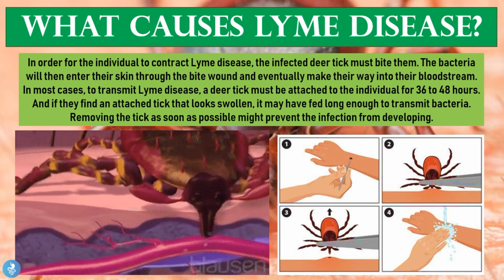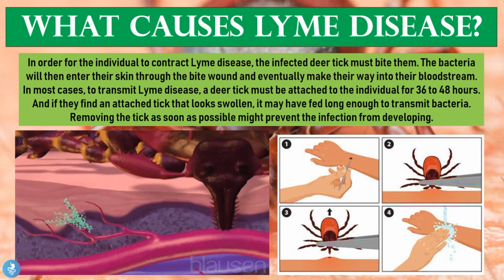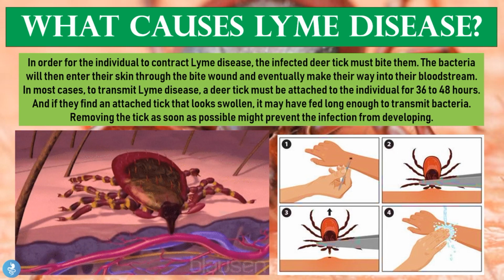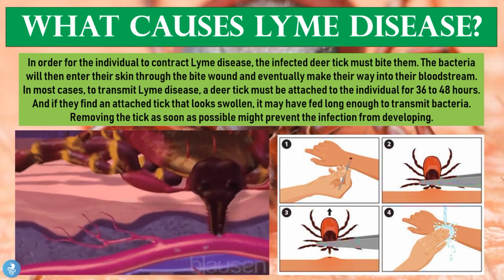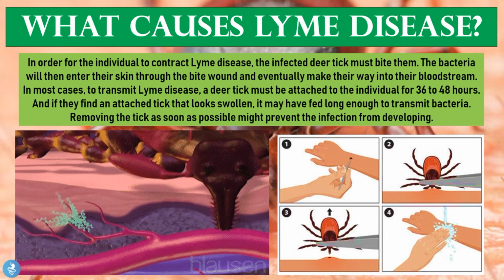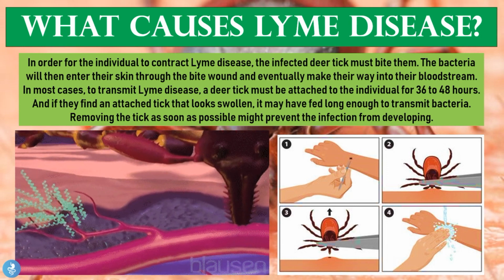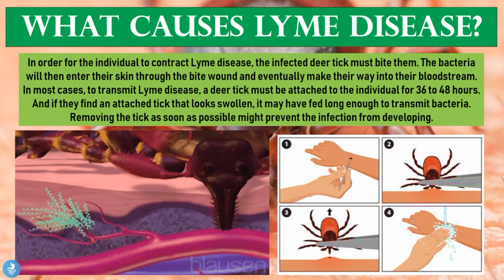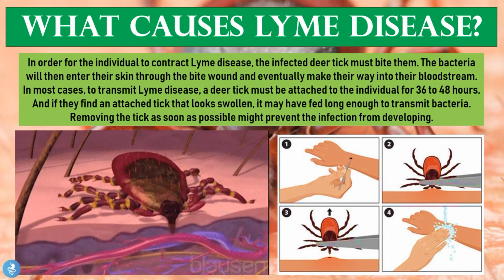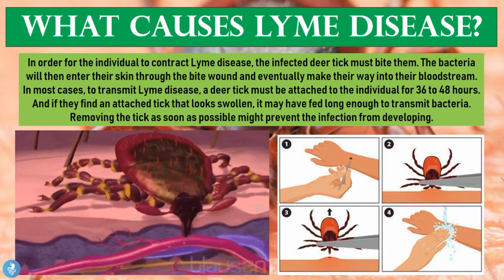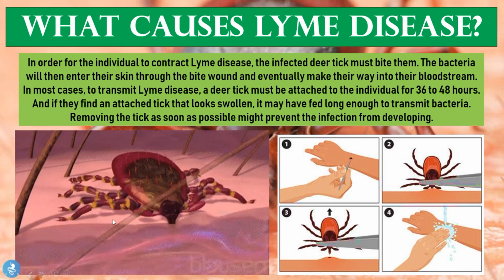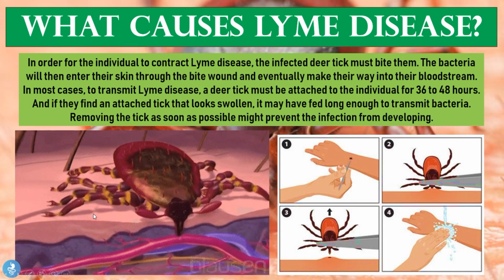In order for the individual to contract Lyme disease, the infected deer tick must bite them. The bacteria will then enter the skin through the bite wound and eventually make its way into the patient's bloodstream. In most cases, to transmit Lyme disease, a deer tick must be attached to the individual for at least 36 to 48 hours. This allows enough time for the bacteria to be transferred from the tick into the bloodstream of the individual.